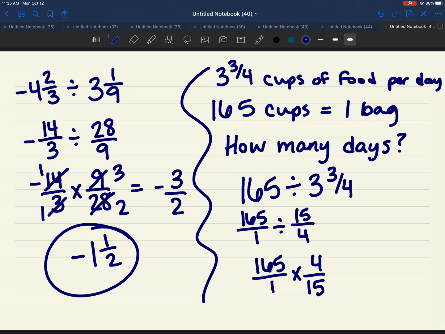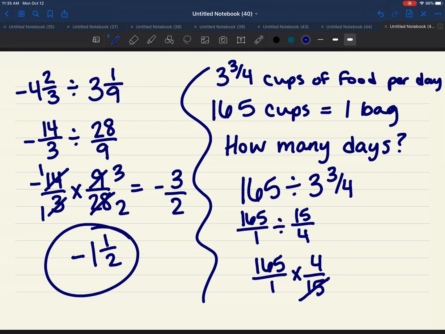Now, you know you can simplify 165 and 15 because they both end in a 5, so they're definitely divisible by what number? 5. But what bigger number should you check? 15. Somebody check that. See if 165 is divisible by 15.